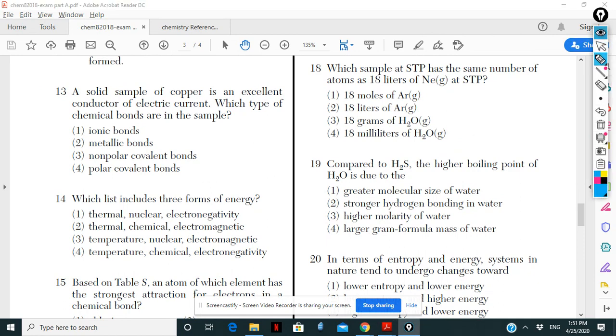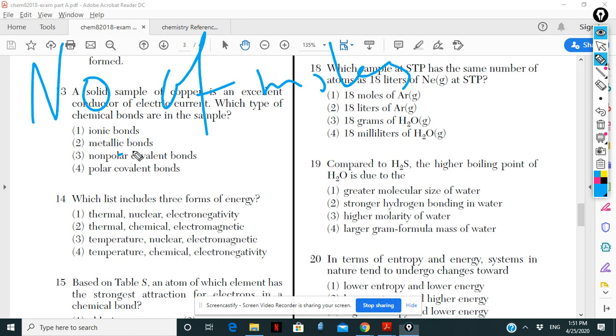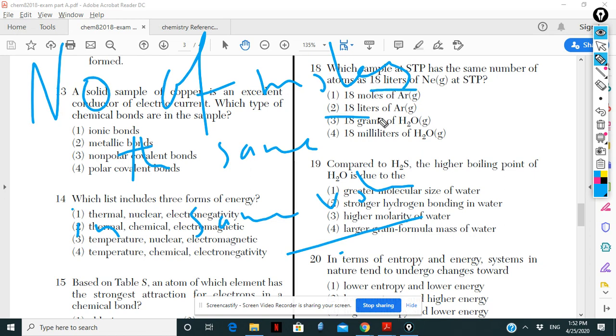Question number 18. Which sample at standard temperature and pressure has the same number of atoms as 18 liters of neon? Again, the number of moles is the same in the same volume. So I'm looking for the same volume. Since it says 18 liters, I'm looking for 18 liters. So it's going to be 18 liters of argon. And the answer is 2.